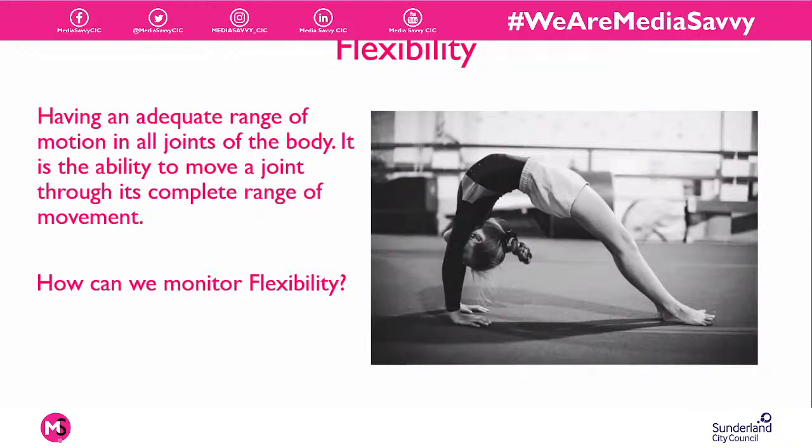Okay, so next one we've got is flexibility. Flexibility is having an adequate range of motion in all joints of the body. It is the ability to move a particular joint through its complete range of movement. So how can we monitor flexibility? Again, there are different ways, depending on what type of flexibility we're looking at. Is it in the legs, hips, shoulders, back, whatever it is? But how we can monitor it, we have what we call a sit and reach test.